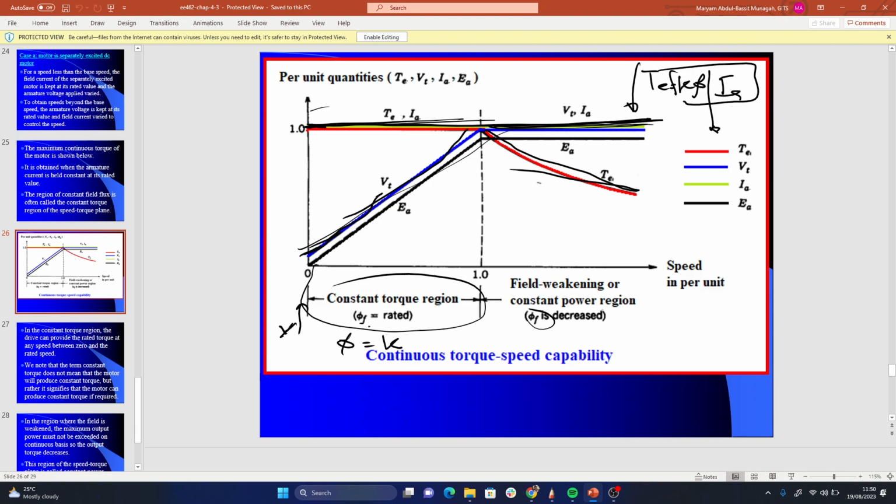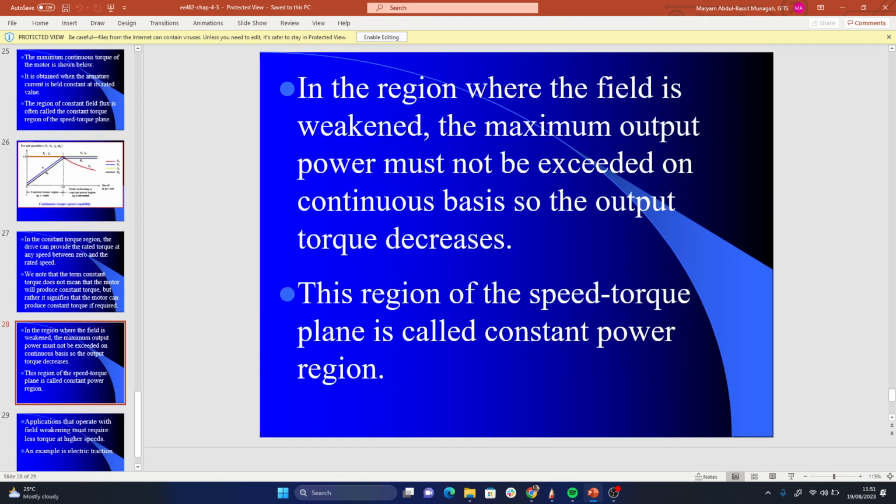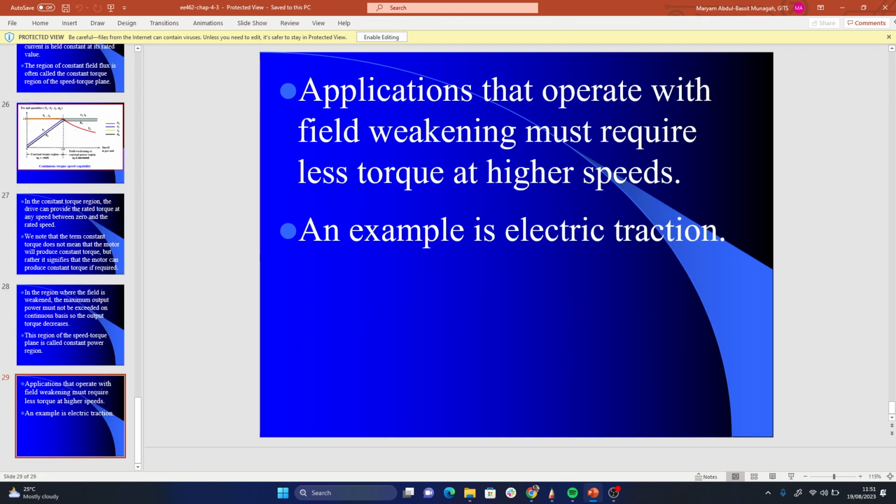The constant torque region does not mean that the motor operates with constant torque all the time. But it means that if you want a constant torque, you can have a constant torque. So that's what it is. The term constant torque does not mean that the motor will produce constant torque, but rather it signifies that the motor can produce constant torque if required. Okay, so take note of that.